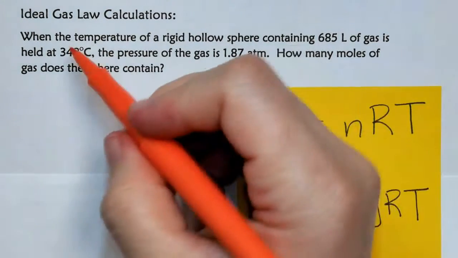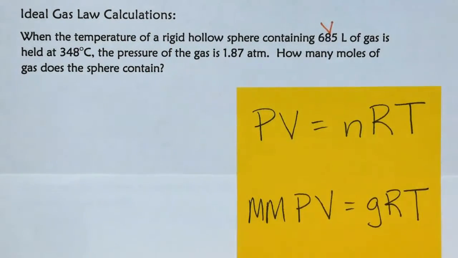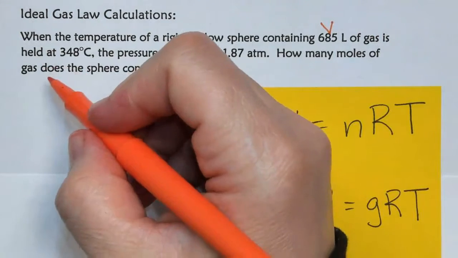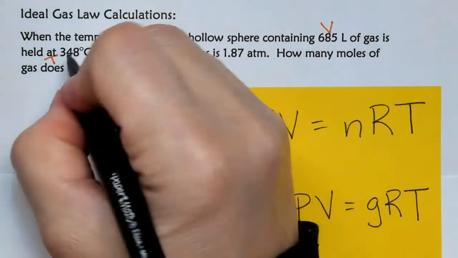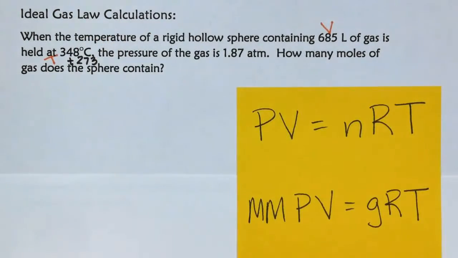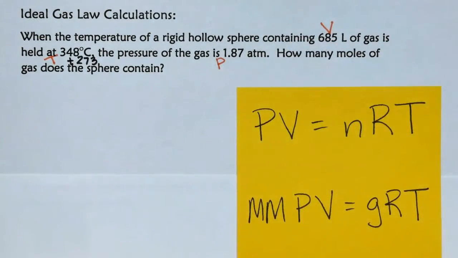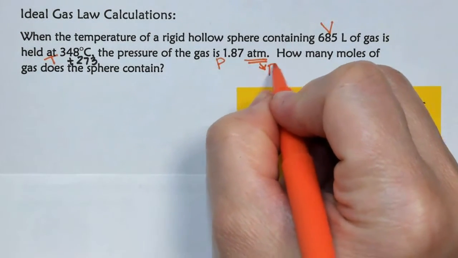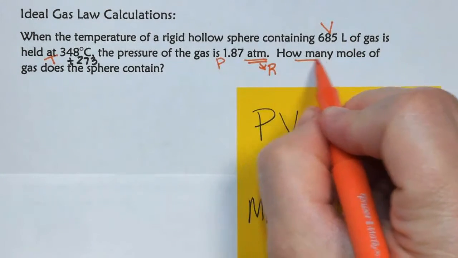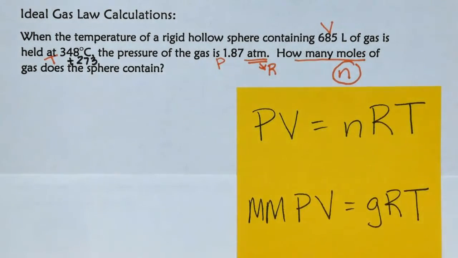When the temperature of a rigid hollow sphere containing this many liters of gas, so there's a volume, is held at a temperature of 348 degrees Celsius, we want to make sure that we convert that temperature to Kelvin, so we're going to add 273 to it. The pressure of the gas is 1.87 atmospheres, and this is going to be very important. It's going to tell us which R value to choose, and the question is how many moles? So N is moles, and that's what we're solving for in this problem.